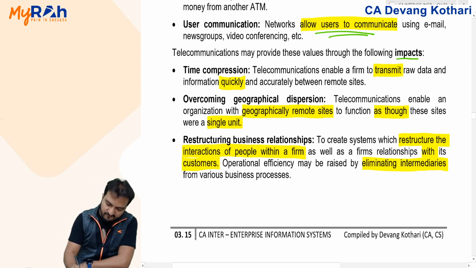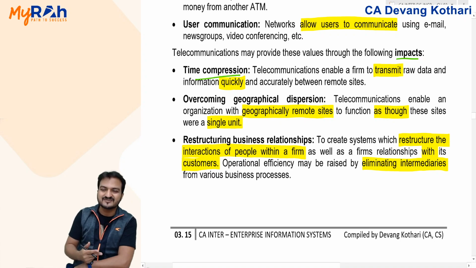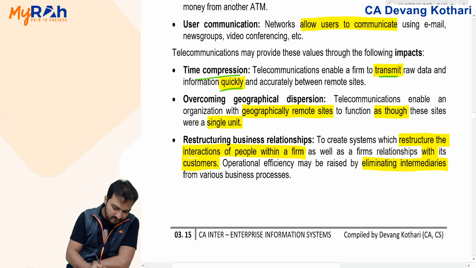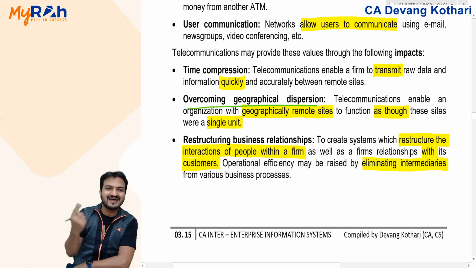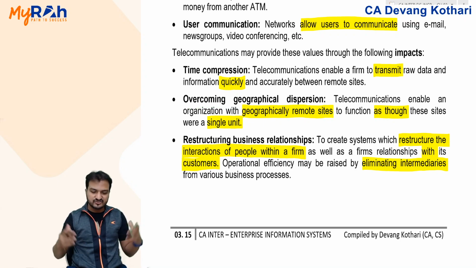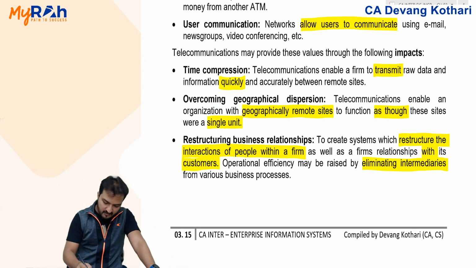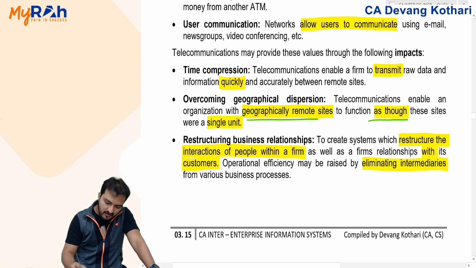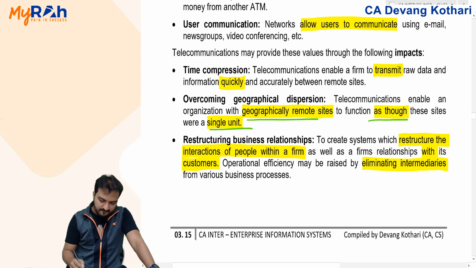Plus it will have the following impacts, like time compression. Your things can be done, your jobs can be done faster. Transmission can be done more quickly. Overcoming geographical dispersion: your branches might be located at various geographical locations, but still they can be brought together. That is geographical dispersion. Geographically remote sites can work as though they are one single unit.